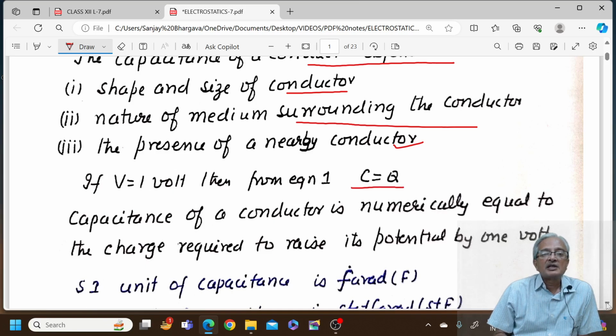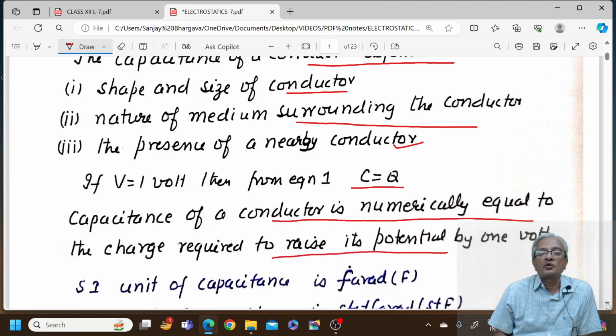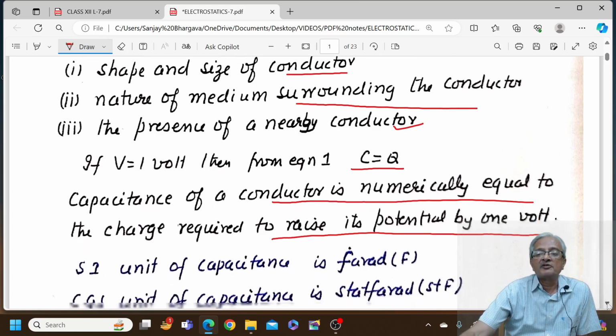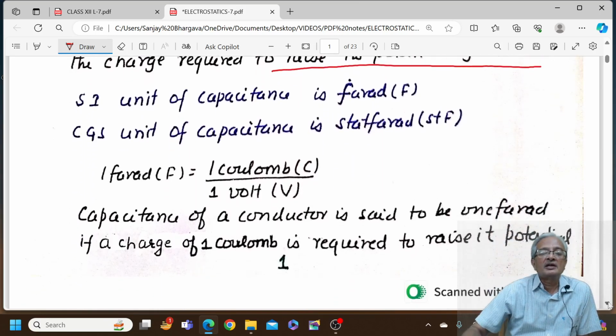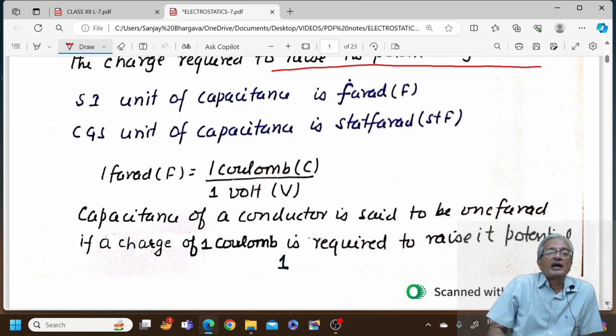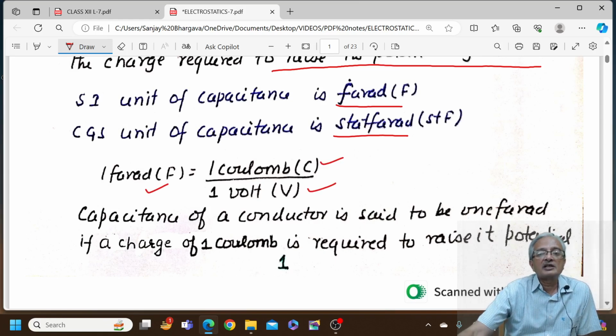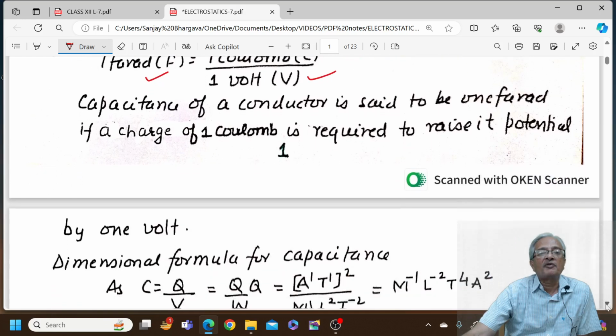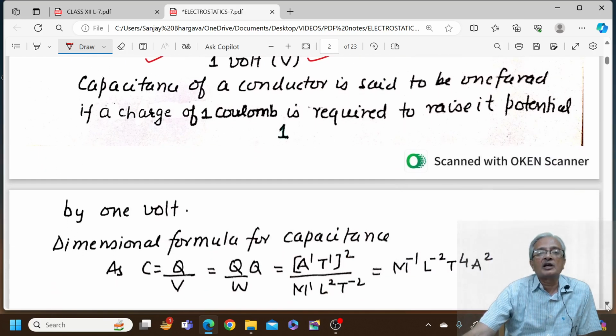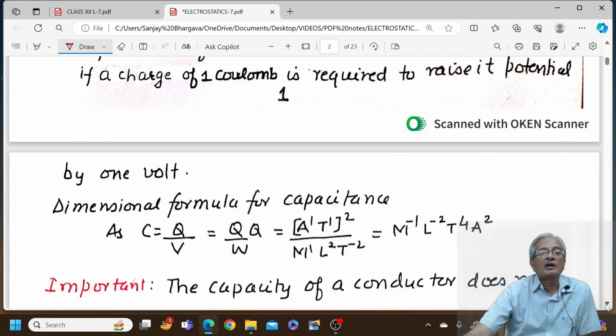So what is capacitance? Capacitance of a conductor is numerically equal to the charge that would be required to raise its potential by 1 volt. The SI unit of capacitance is farad, while the CGS unit is stat farad. So farad is the unit of capacitance in SI system and stat farad in the CGS system. What is 1 farad equal to? It is equal to the ratio of 1 coulomb to 1 volt. So capacitance of a conductor is said to be 1 farad if a charge of 1 coulomb is required to raise its potential by 1 volt.